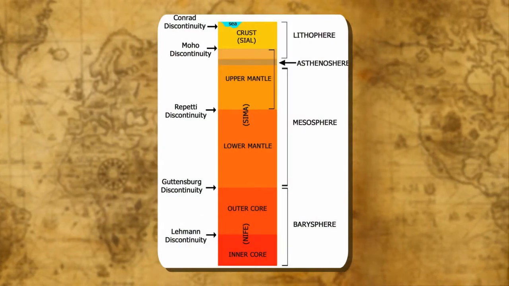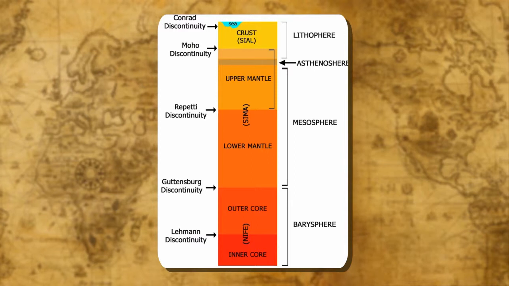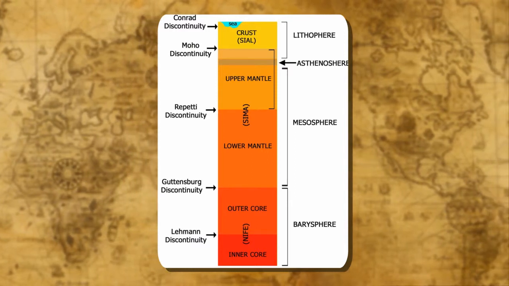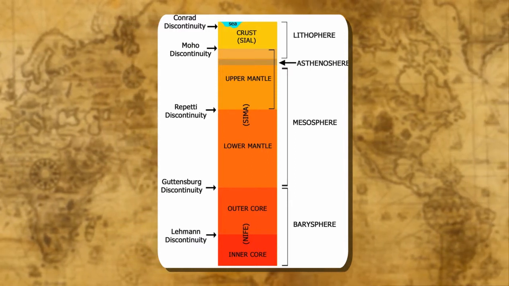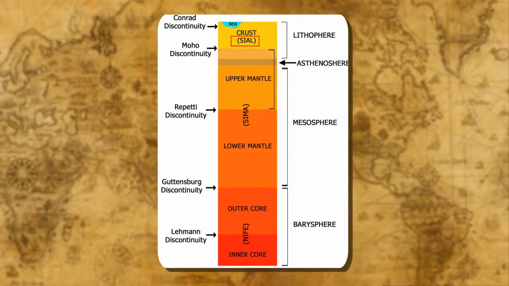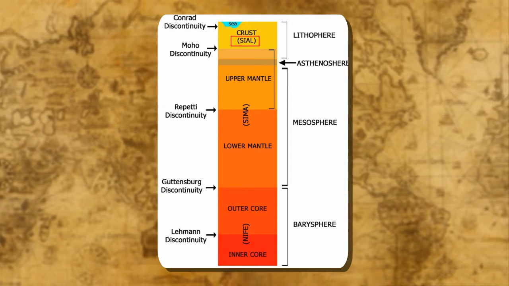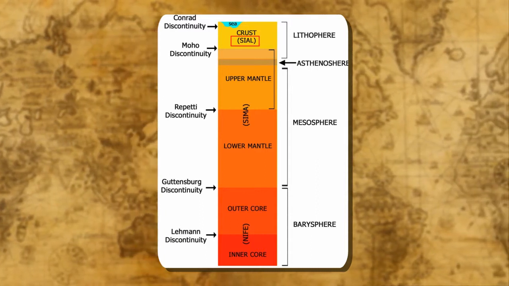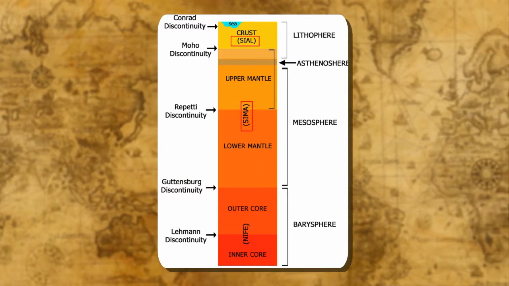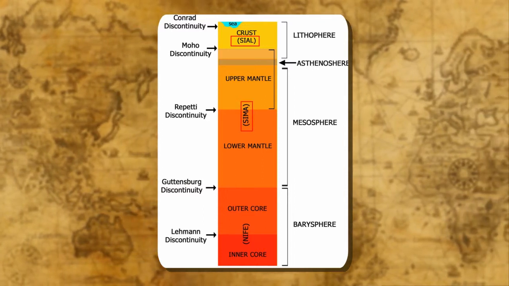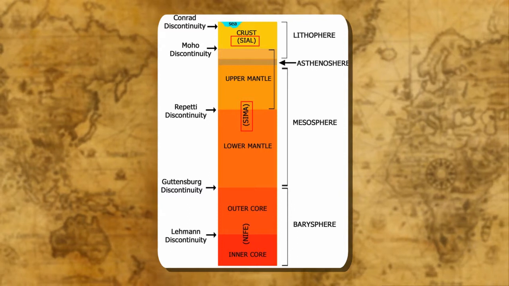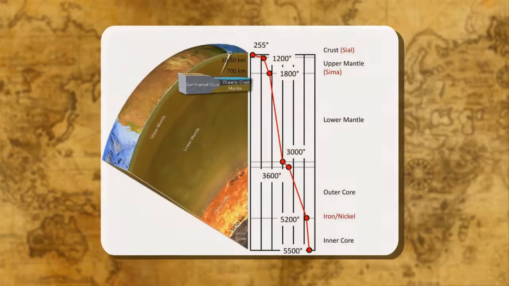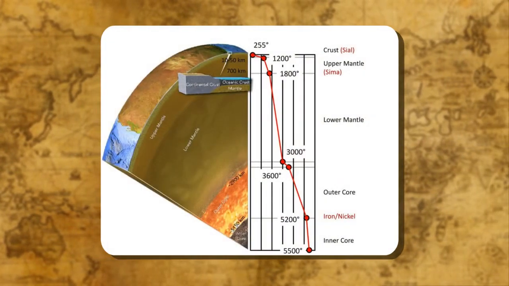The crust is further divided into two parts, that is, the upper crust made up of silica and aluminium, also known as Sial, and the lower crust made up of silica and magnesium, also called Sima. Sial makes the continents while Sima is mainly found on the ocean bed. The thickness of Sial is more than Sima.